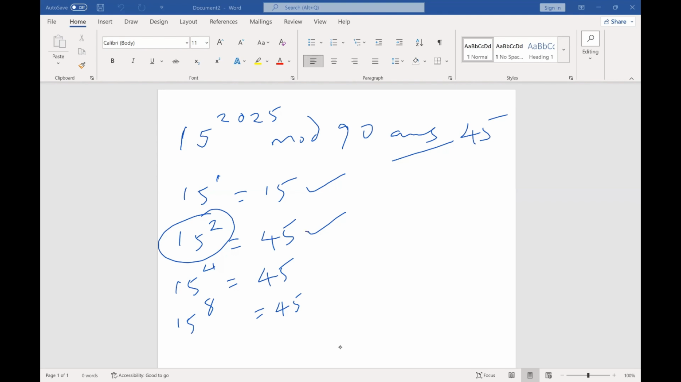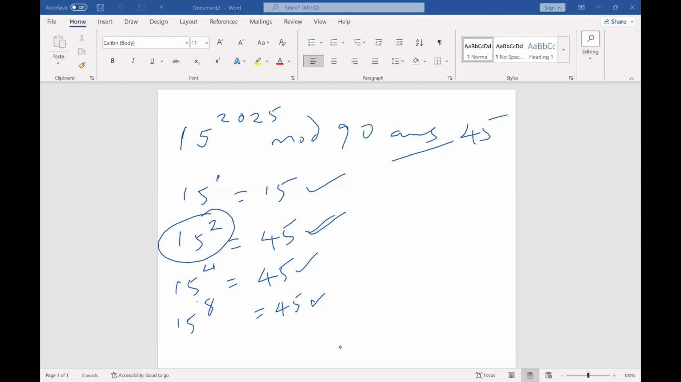Then you square this equation again. When you square this equation, you get 15 raised to 4. When you square 45, you get 45, mod 90. Again, do it another time, you get 45. Is that okay? So what I'm saying is, this 45 will persist. Every time I square, I'll be getting 45. So since it will persist, I want to stop at this point so that I don't continue squaring and squaring, because I know I'll be getting the same thing.